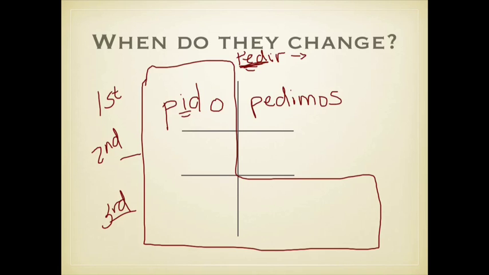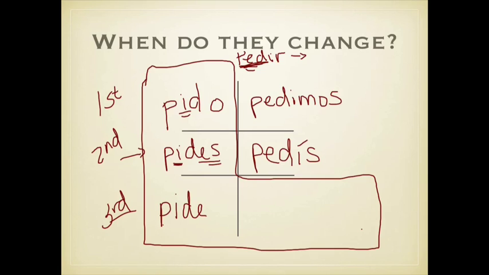And then over here in second person, what do we have? It's going to be pides. We have the normal S as the ending, but the stem changes from E to I. In the vosotros form, again, because it does not fall within the boot, it's going to be pedís. It stays the same. Now for the third person, singular and plural, we find that it's going to have a stem change. So this one would be pide and piden.